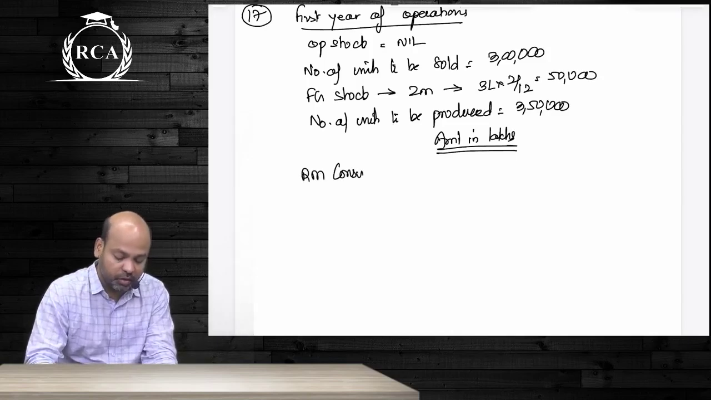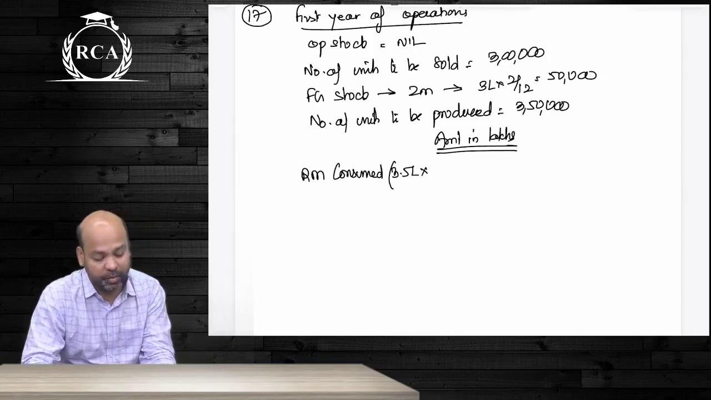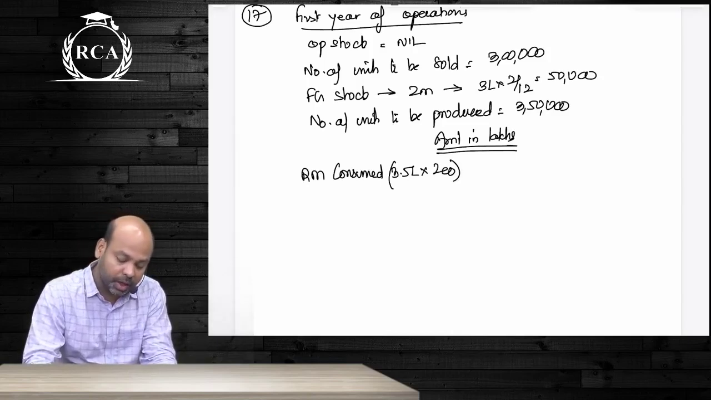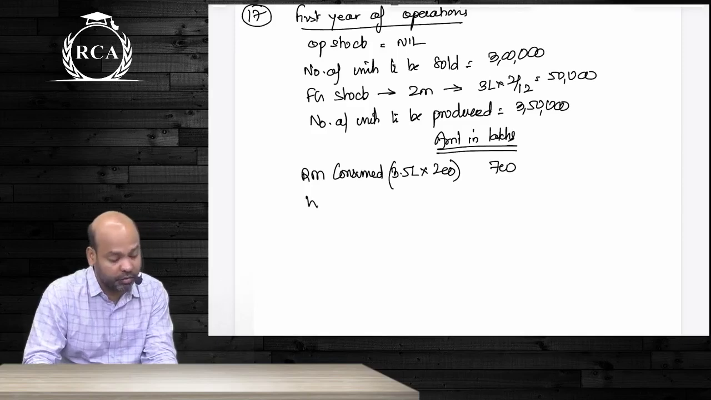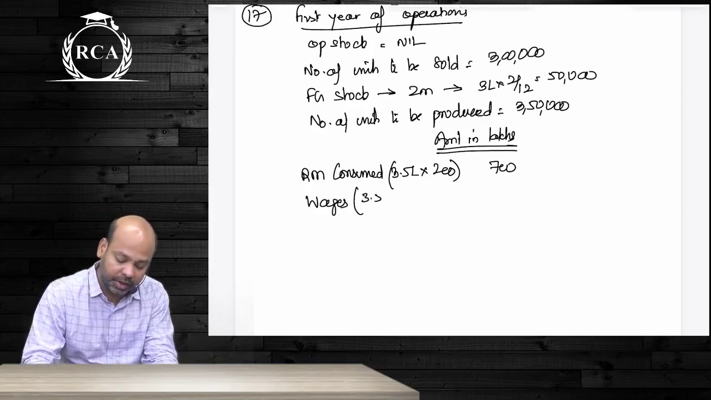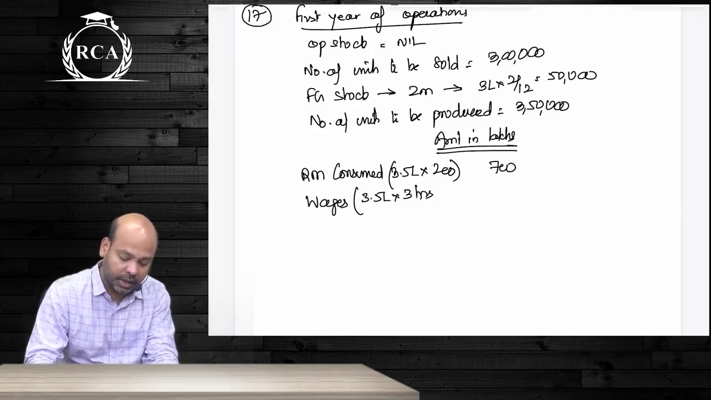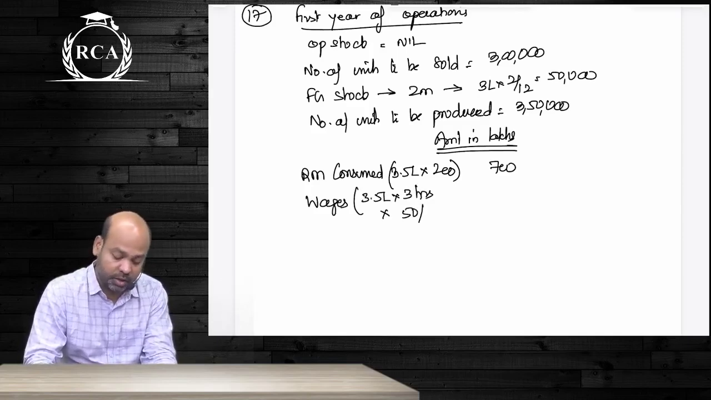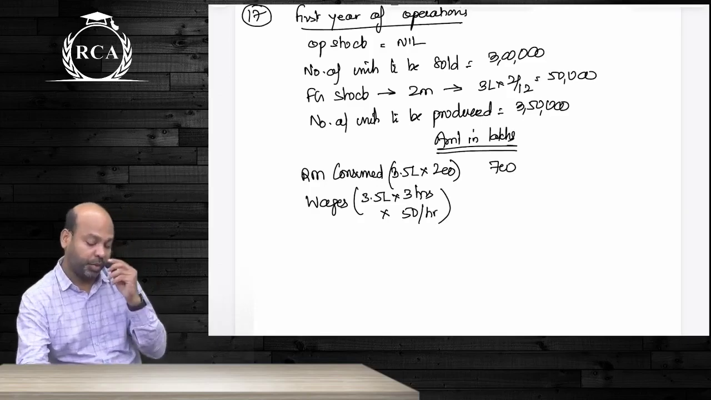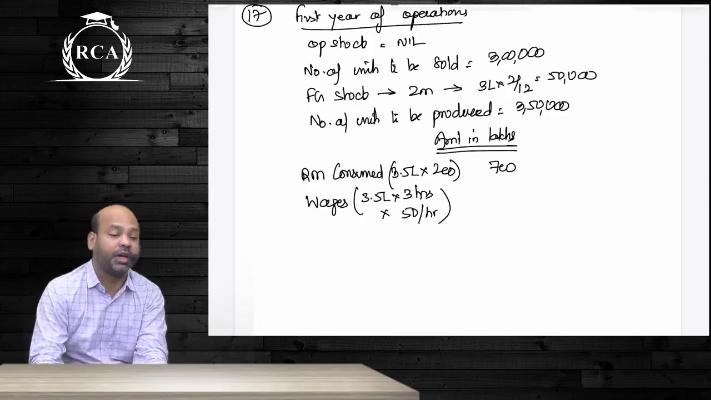Raw material consumed, guys, is 3.5 lakhs units multiplied by how much per square meter? 200. So that'll become 700 lakhs. Wages beta is for each square meter how many hours do we need? 3 hours at the rate of how much per hour? 50 rupees per hour. 150 rupees per square meter, guys, multiplied by 3.5 lakhs.